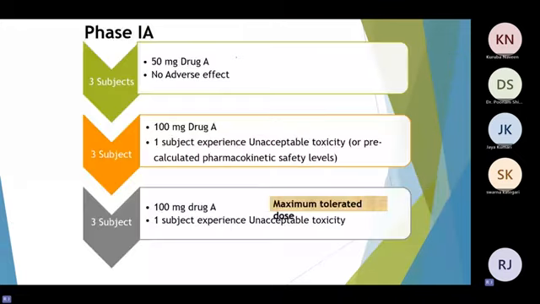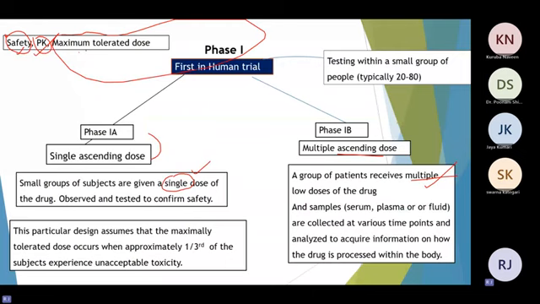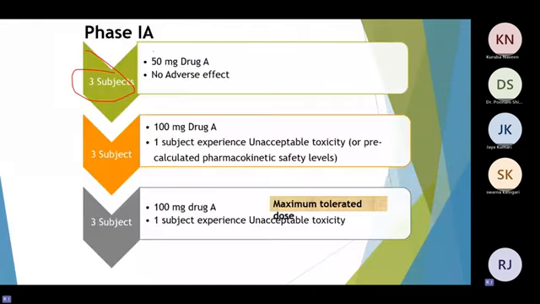For example, for phase 1A, three subjects. I have just chosen three subjects. However, in phase one, we choose 20 to 80 subjects. Just for simplification, I have chosen three subjects here. Okay, so we are giving 50 mg of a drug. We have seen there is no adverse effect on the subject's body. Whenever I say subject, it is nothing but patients. Okay, again, three more subjects are recruited, and we have increased the drug.